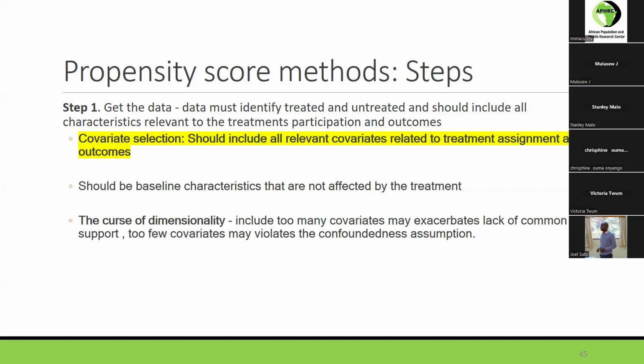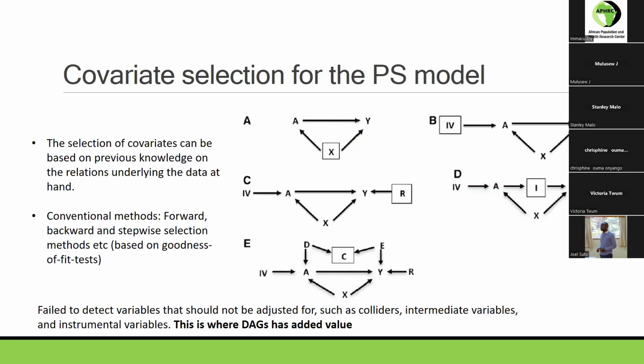Including too many variables or too few variables has its own limitation. Too many variables may exacerbate lack of common support, or too few variables may violate the unconfoundedness assumption. Okay, the conditional assumptions that I stated. Sometimes they call it the curse of dimensionality. The more variables, the more complexities we get.